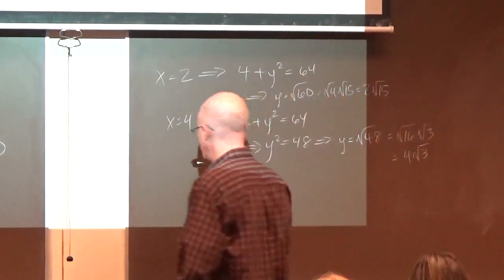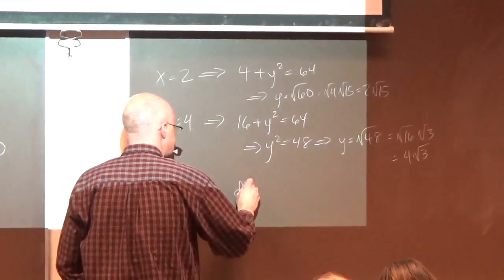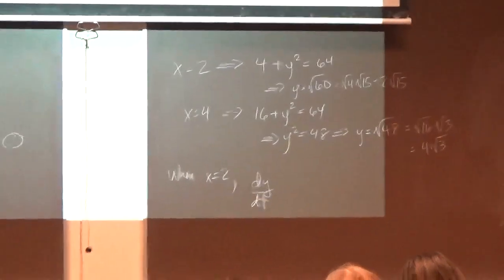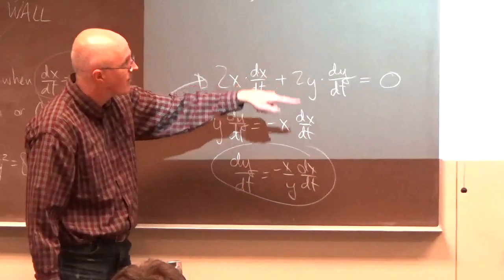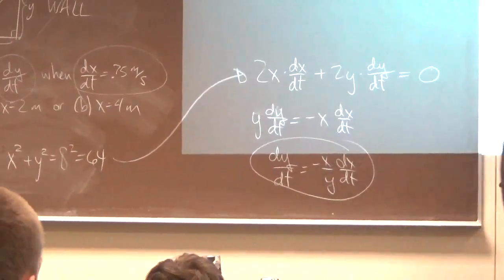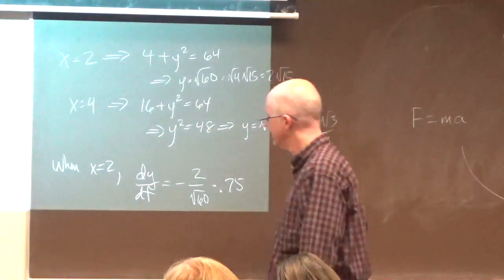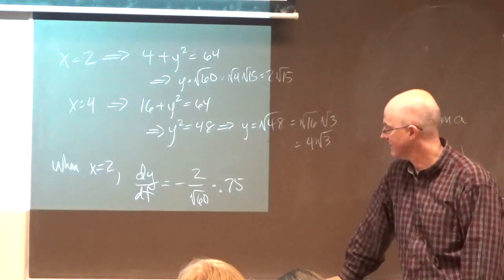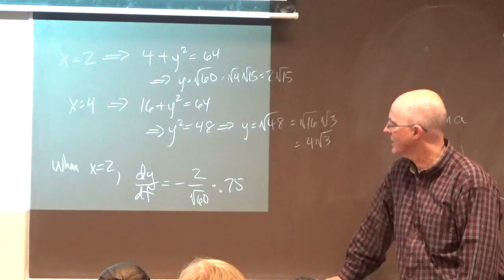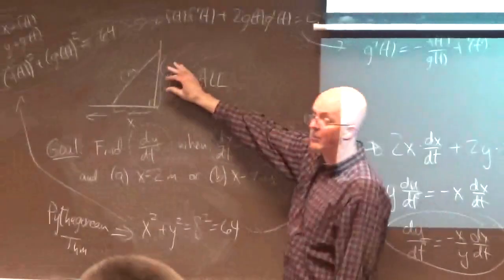So finally, to answer the question, when x equals 2, what is dy/dt? Plug all the numbers into this equation. Plug in x is 2, y is square root of 60, and dx/dt is 0.75. Negative 2 over square root of 60 times 0.75, whatever that turns out to be. And this is 3/4, you could write it as a fraction instead of a decimal. It's going to be a fairly small number, less than 1, with a negative sign, because y is decreasing. I won't take the time to figure it out.